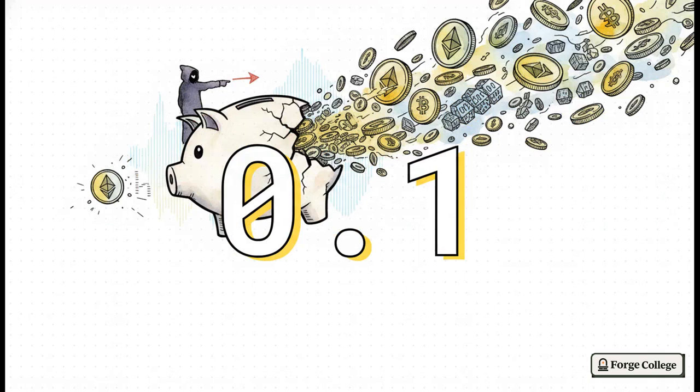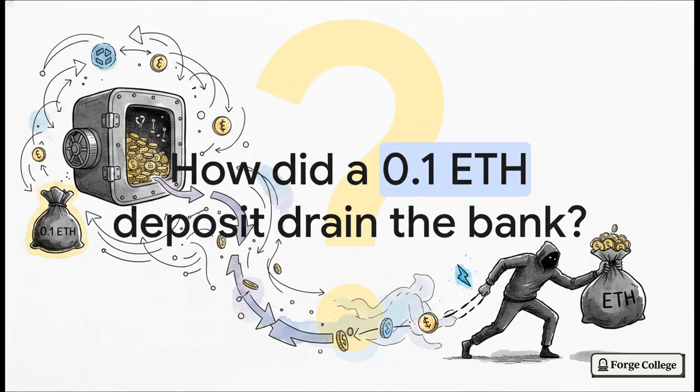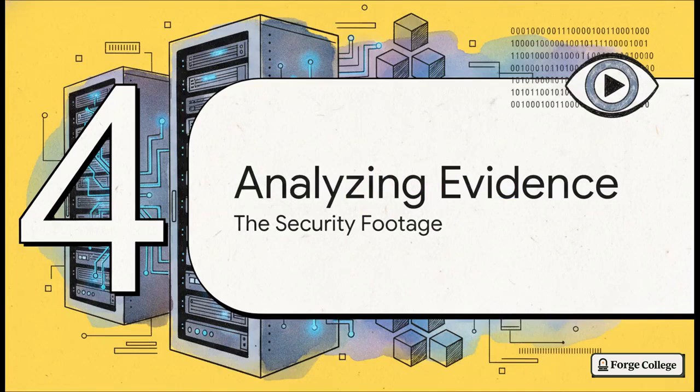Now, think about this. The attacker only risked 0.1 ETH. That's it. Just a tiny fraction of what that innocent user deposited. But thanks to the glitch we just spotted, the bank is completely, totally drained, literally empty. Which naturally leads us to ask, wait a minute, how did a 0.1 ETH deposit just drain the entire bank? Like, how exactly did the thief walk away with the whole shebang when they only started with a fraction of that in their account? Let's find out in Section 4, analyzing the trace evidence, the security footage.